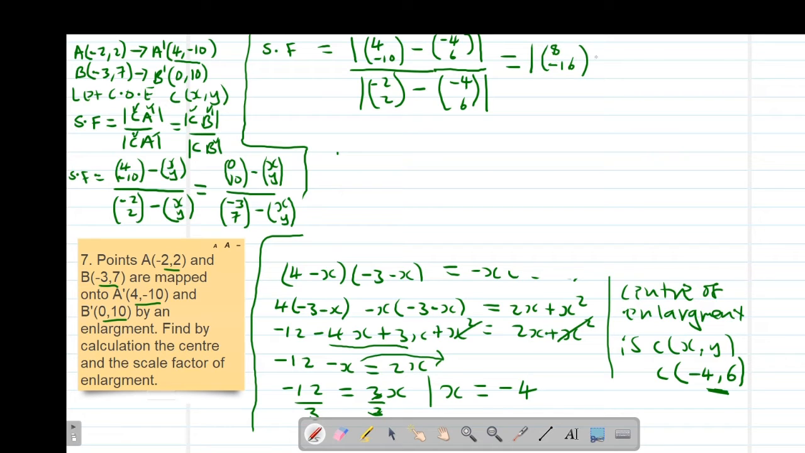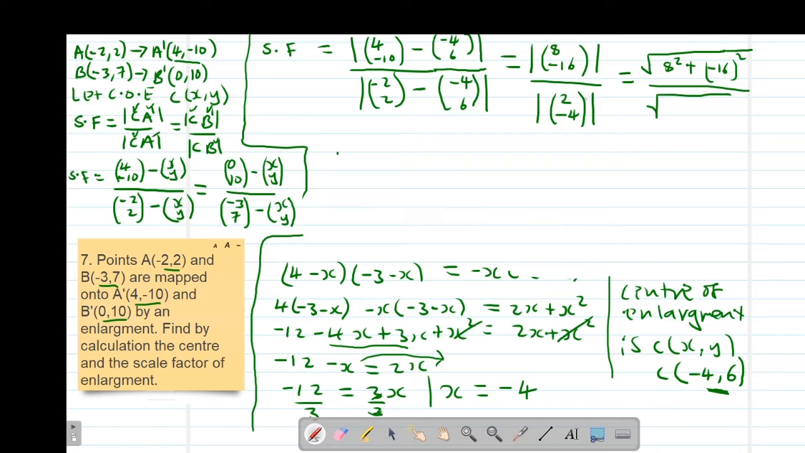So we need to find the magnitude of this, then divided by 2 minus negative 4, you are going to get positive 2. Then 2 minus 6, you are going to get negative 4. So we are supposed to get the magnitude of this, remember, magnitude, you are supposed to take 8 squared, the coordinate of x squared, plus negative 16 squared. That is how we find the length, or the magnitude, or the modulus, then divided by the square root of this one. You are supposed to take 2 squared, then you add negative 4 squared.